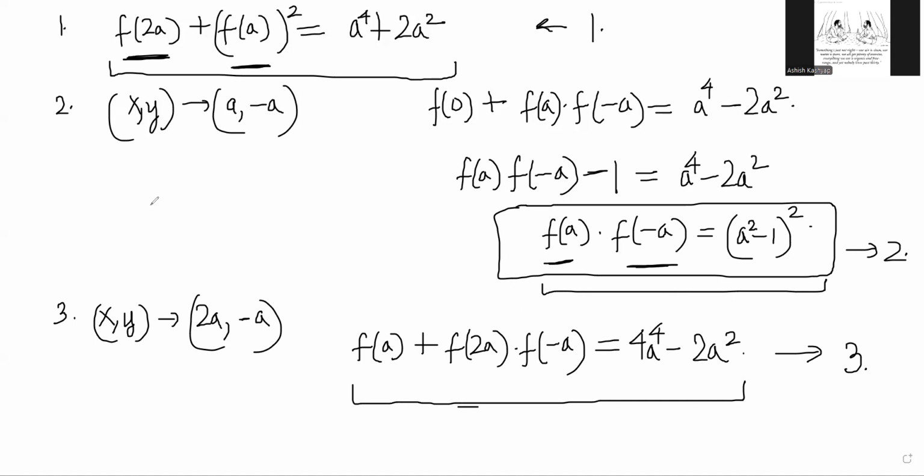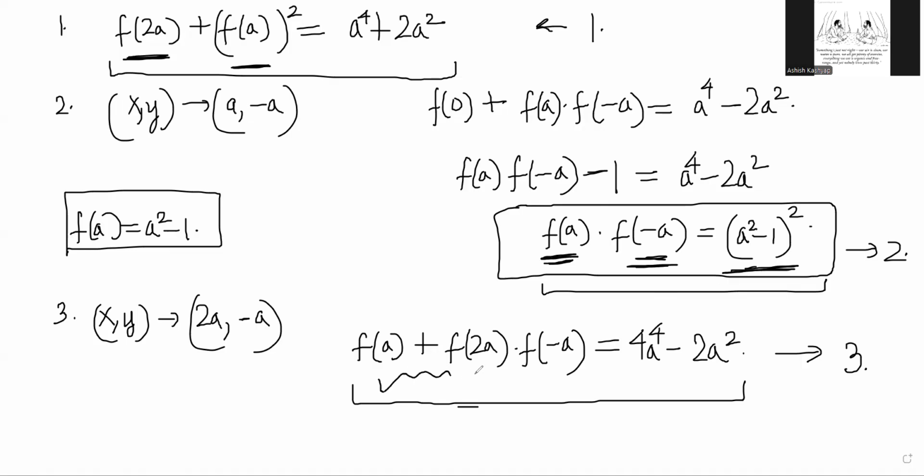Or you can notice that if you look carefully, the function that clearly satisfies this is f of a equal to a square minus 1. That function will satisfy all of these conditions because notice here a square minus 1 and a square minus 1 is becoming this, and you can check whether it verifies all the three conditions or not.